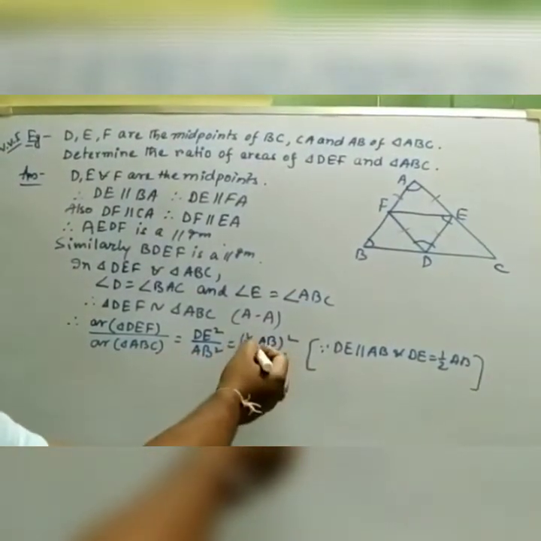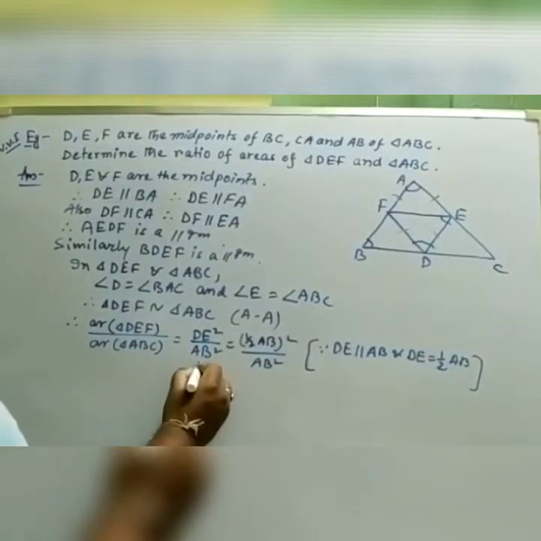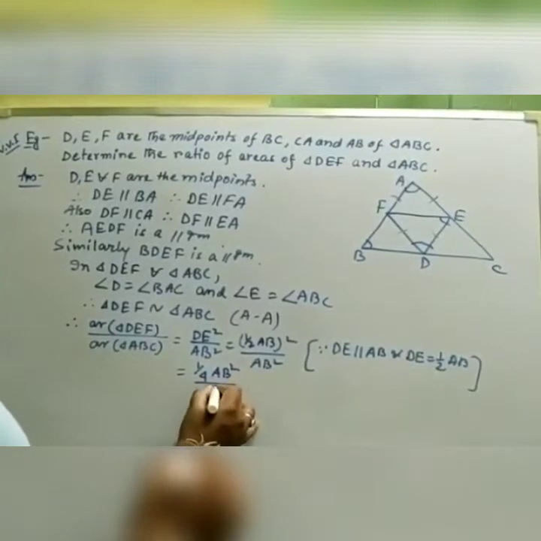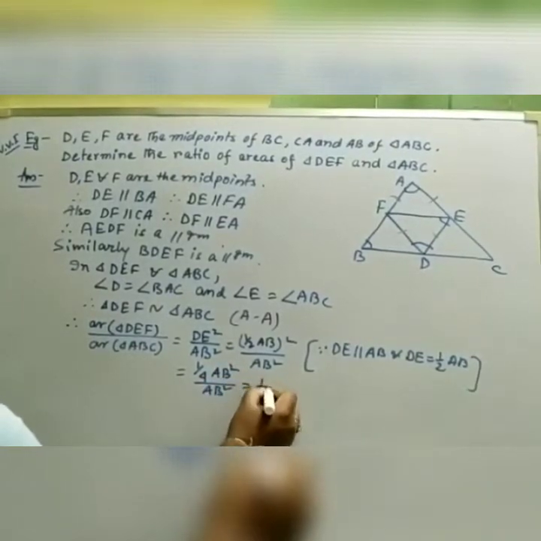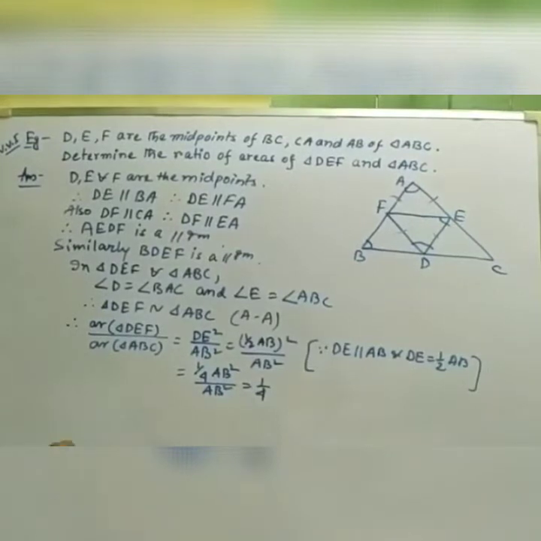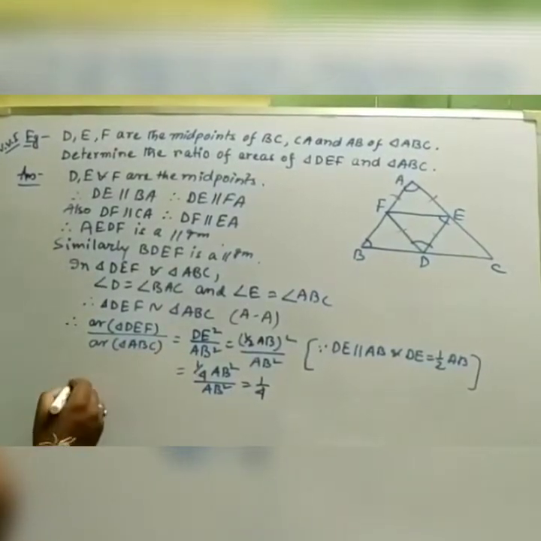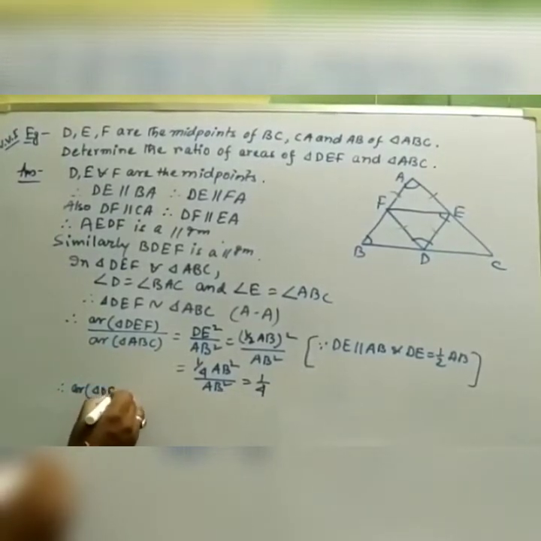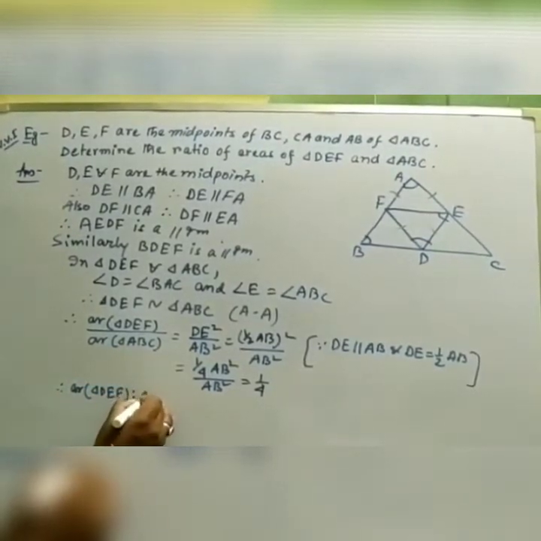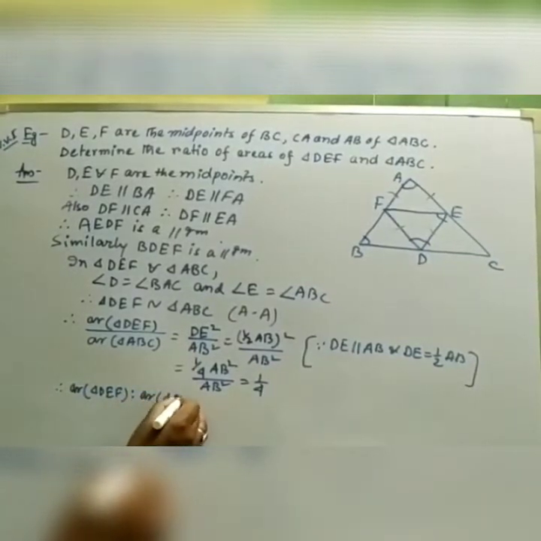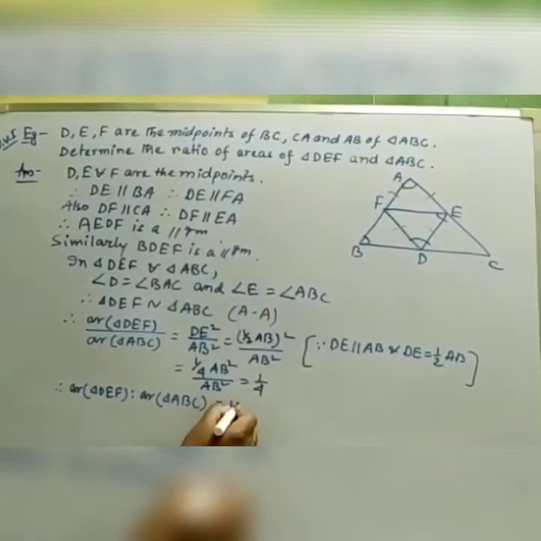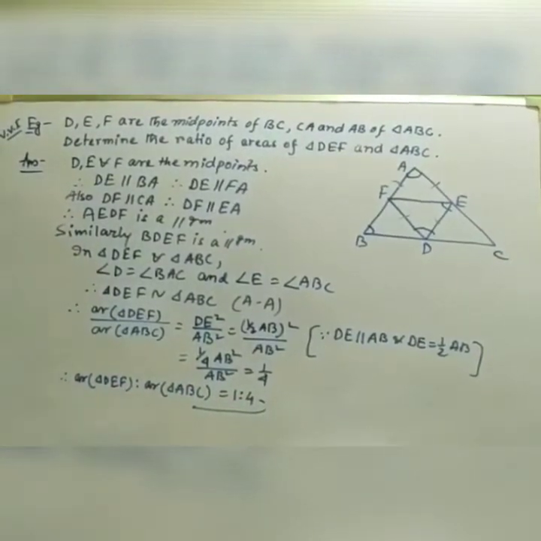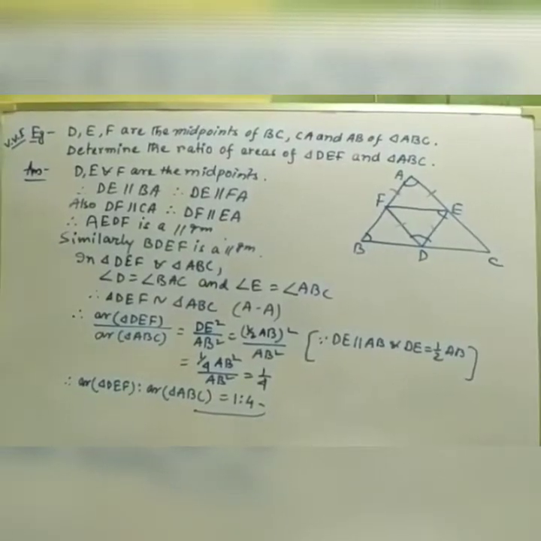So here you can see that half of AB square is 1/4 AB square by AB square. That AB square cancels, so it will become 1/4. So what will be the ratio? 1:4. That is what you need to write as the answer: area of triangle DEF is to area of triangle ABC equals 1:4, and this is the answer. So this is one of the important sums, and this is all about the answer of this question.